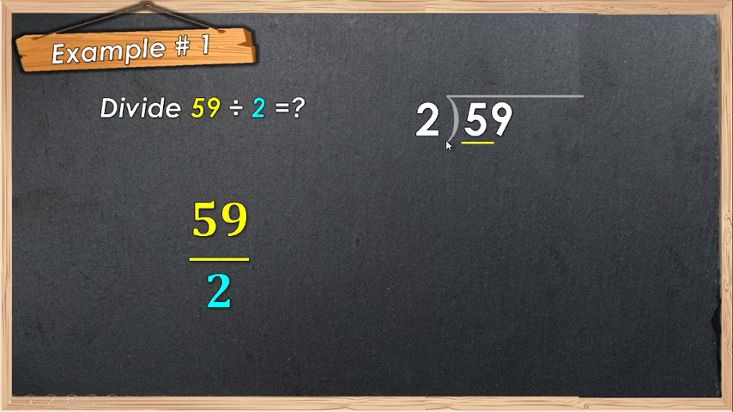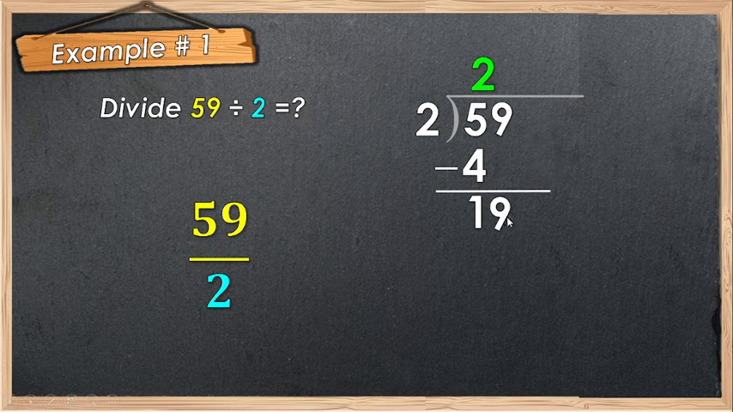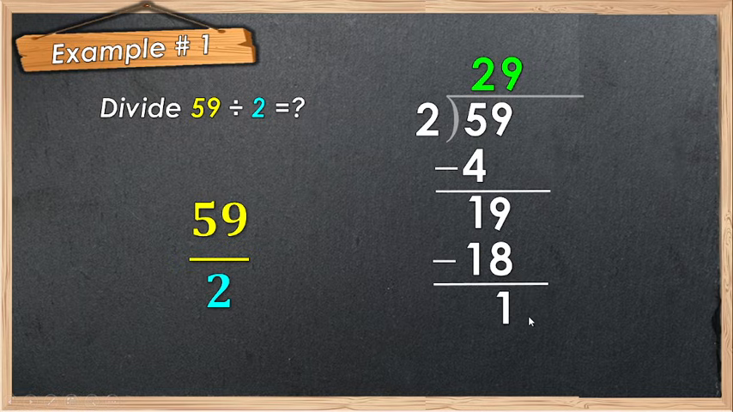5 divided by 2, the answer is 2. Then multiply 2 times 2, the answer is 4. Then subtract 5 minus 4, the answer is 1. Bring down 9. Then we have 19 divided by 2, the answer is 9. 9 times 2, the answer is 18. So 19 minus 18, the difference is 1.